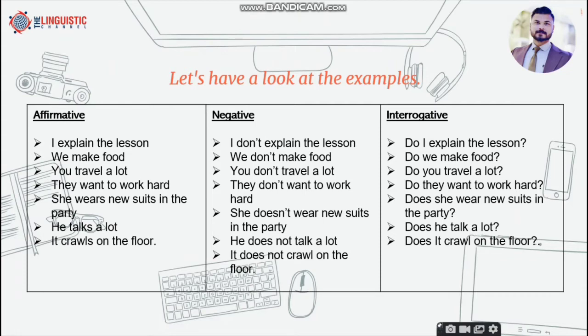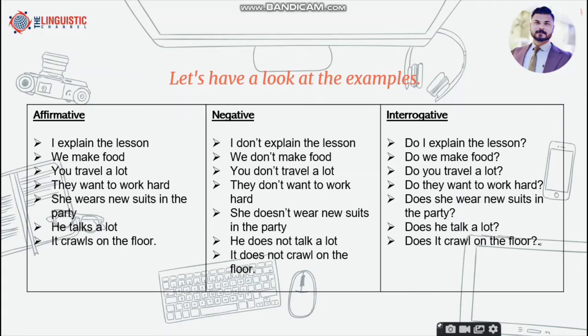The same thing goes with a negative. Remember, the rule to make a negative is that we always add not with the helping verb. So it says, I don't, or you can say, I do not explain the lesson. When it comes to a negation with he, she, it, it goes, she does not wear. You see, we have removed the addition of s from the verb wear.